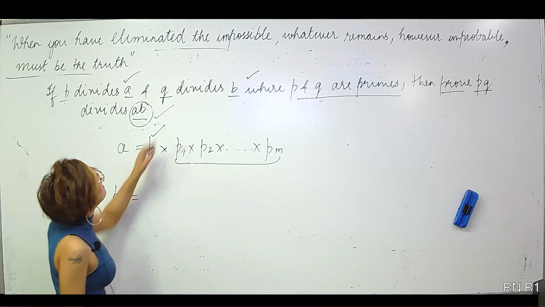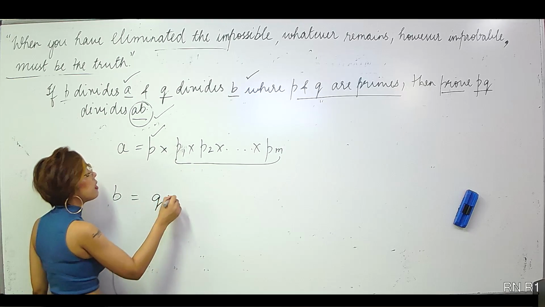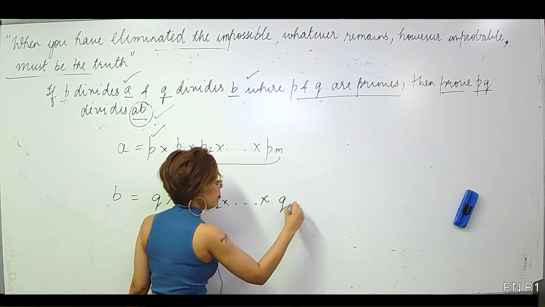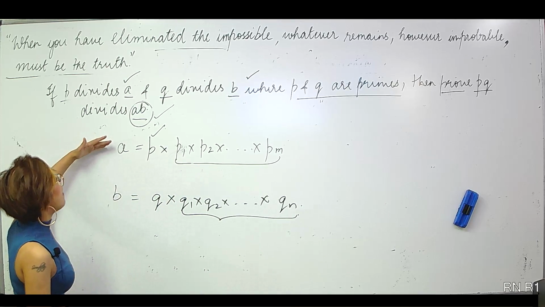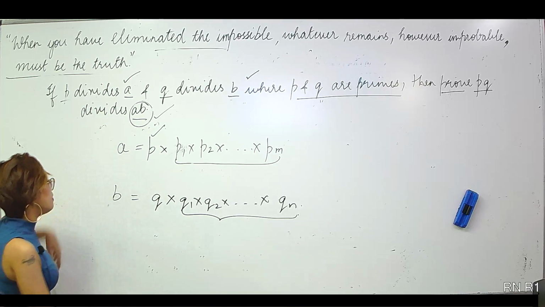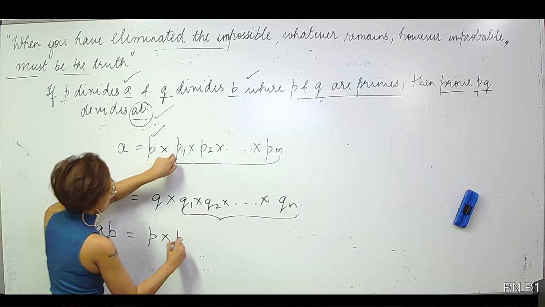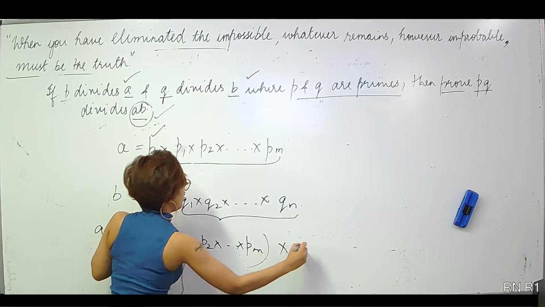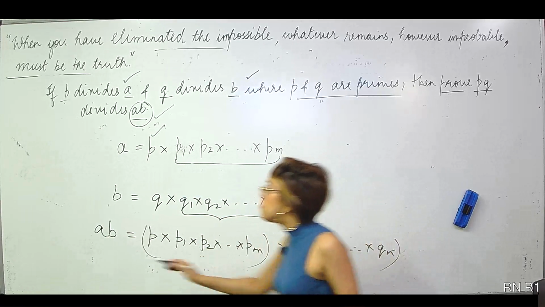Now B. He says Q divides B, that means Q must be present in the prime factorization. There would be some other prime factors, so Q1, Q2, into so on. I do not know how many they are, so Qn. So these are n prime factors along with Q as well. Now I know the prime factorization of A and of B. I want AB, so I'll just multiply. So AB is P into P1 into P2 into so on into Pm, into Q into Q1 into so on into Qn. This is the prime factorization of AB.